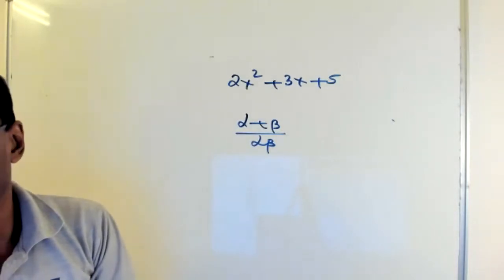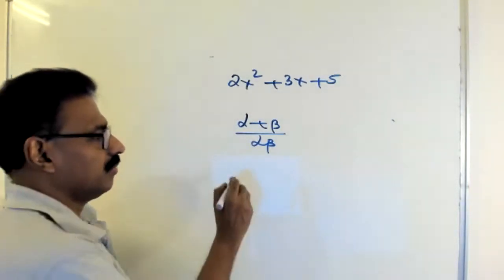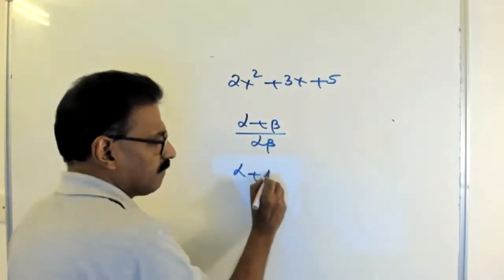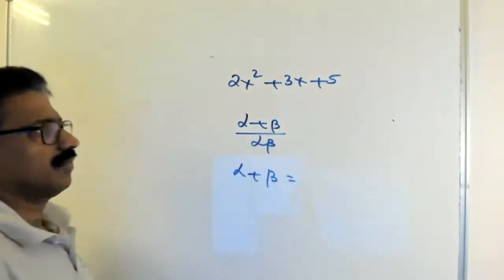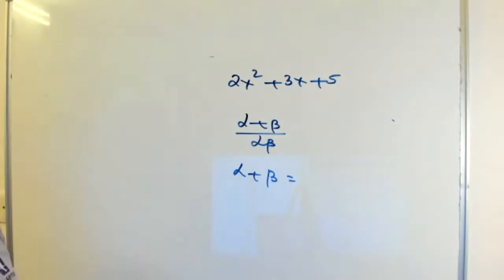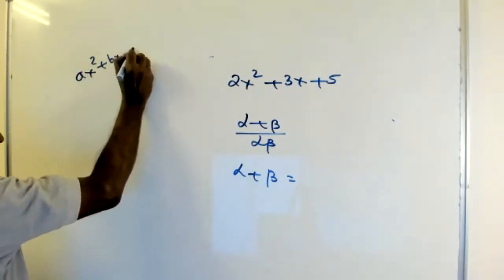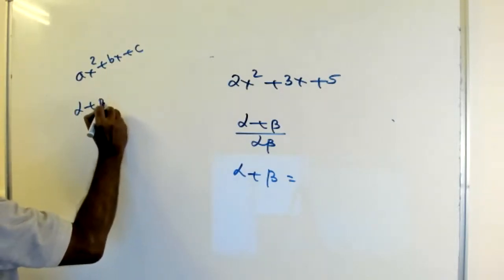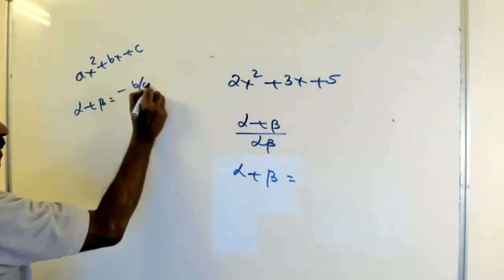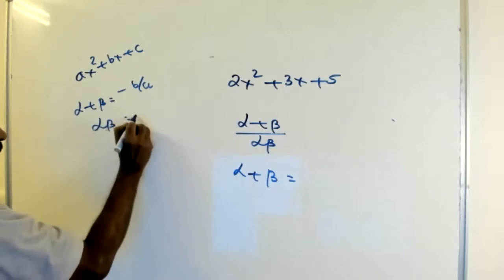Okay, you're right. What is alpha plus beta we got? For a x square plus b x plus c, what is alpha plus beta? Minus b by a. Alpha beta is c by a.